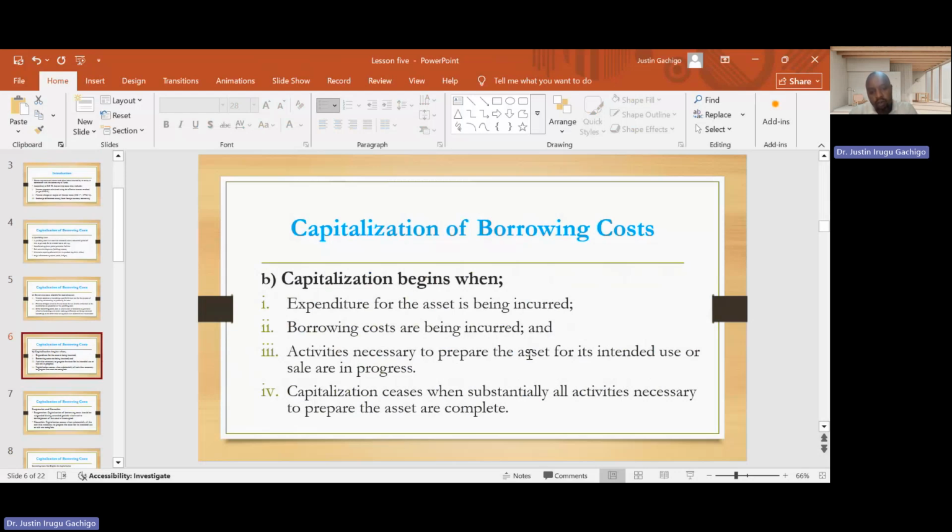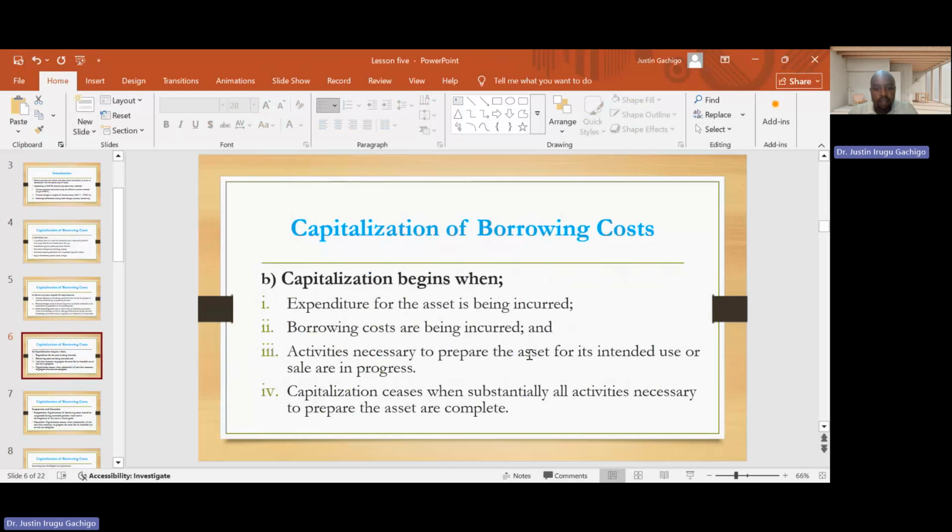So when you take out a loan from a bank or any financial facility, then you need to capitalize this cost. You should start when, for example, the first withdrawal is made that is intended for that particular asset. The borrowing costs are being incurred. There are those preliminary expenses that you incur when you are doing the borrowing, when the bank is doing the due diligence, the legal fees, the search fees if allowed, etc. And all the activities necessary to prepare the asset for its intended use or sale are in progress. So for example, if there are some minor repairs, all those costs.